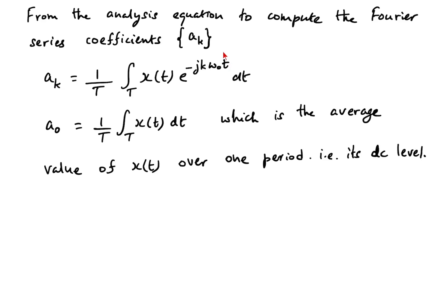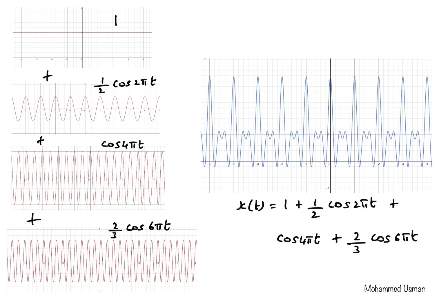And when k equal to 0, this exponential term e power 0 becomes 1. So what we have here is 1 by T integral of x of t over one period, which is basically the average value of x of t over one period. The average value of the signal over a period is nothing but its DC level. So if we have this cosine waveform, from this peak to this peak is one period. Now the average value of the signal in one period, if you notice, is going to be 0. That is why it is centered on 0.